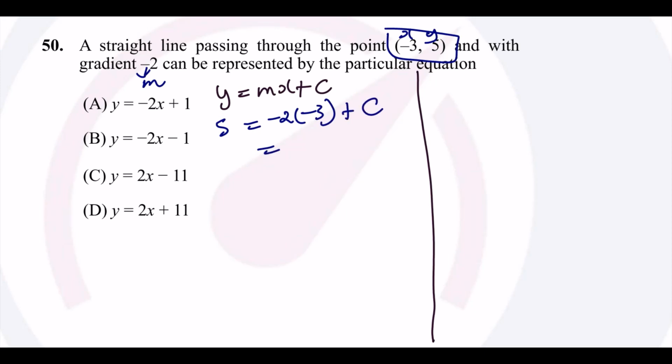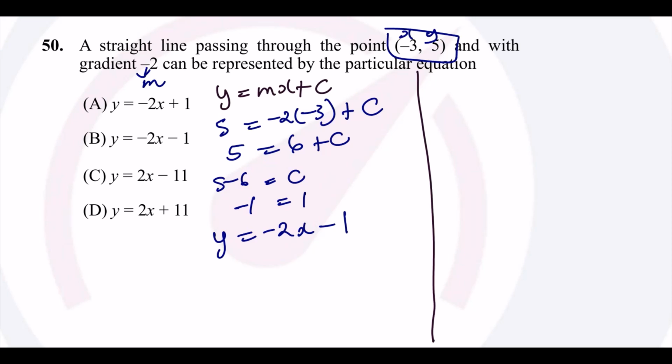So this would give me +6 plus c. So then we can say c is equal to 5 minus 6. So that's going to be -1, which gives me c. So the equation is going to be y equal -2x minus 1. So we see it right here. So already, B.